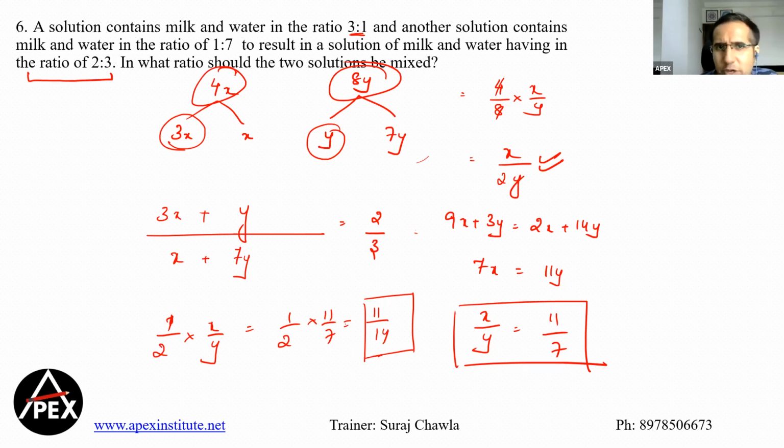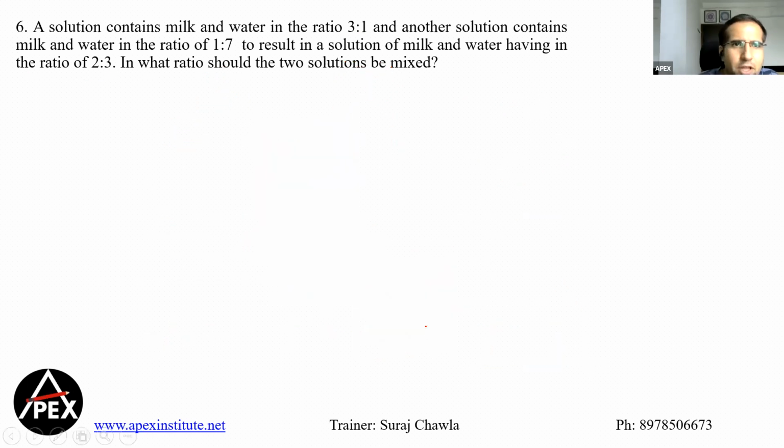Why not alligations? Yes, you can also do alligations. This also comes under mixtures. Very good question, 449. You want me to explain with the help of alligations? Yeah, let's do that. So 3 by 4 is the quantity of milk in one mixture, 1 by 8 is the quantity of milk in the other. I mix them to get 2 by 5 as the quantity of milk.